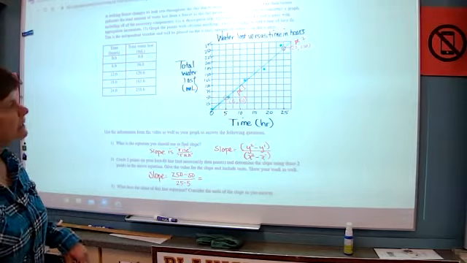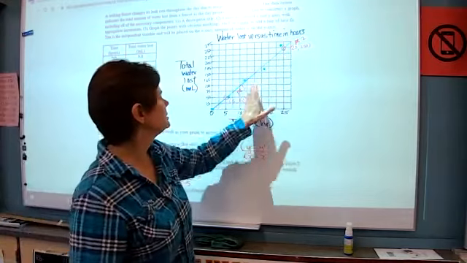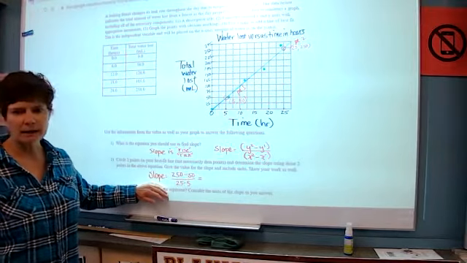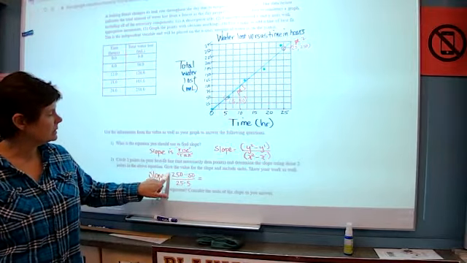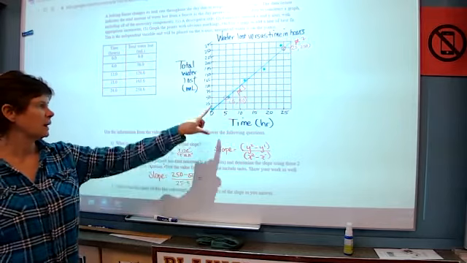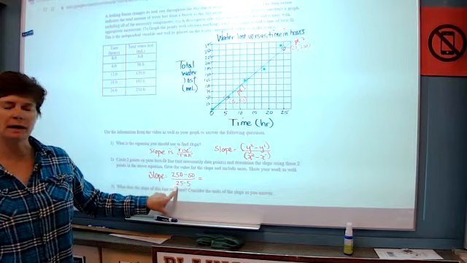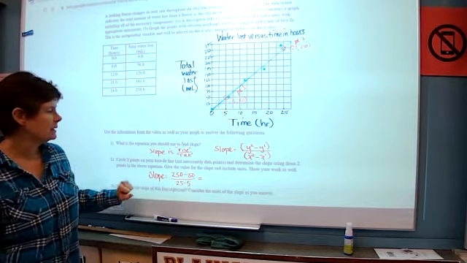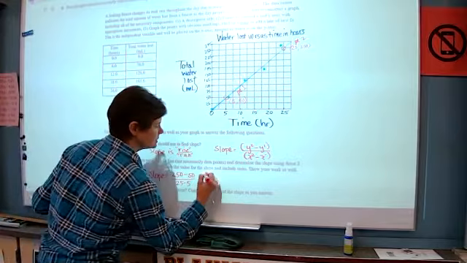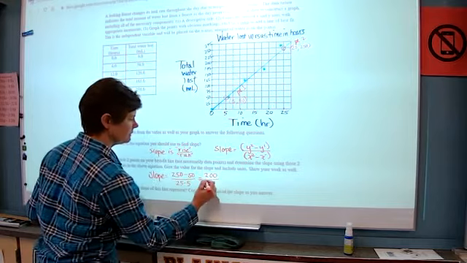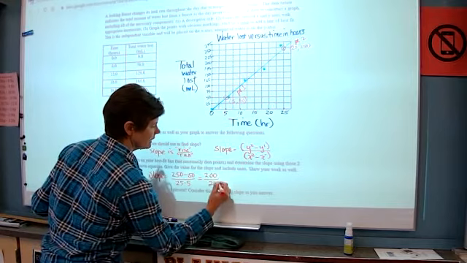Okay, so I've identified my 2 points. I call this point 2 and this point 1. And I put those values into my slope formula. So y2 is 250. I subtracted 50, the y1, from that. And x2 is 25, and I subtracted 5 from that. So when I come up with a value, I get 200 divided by 20.